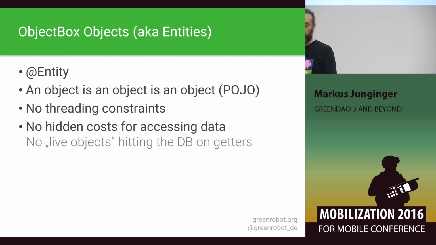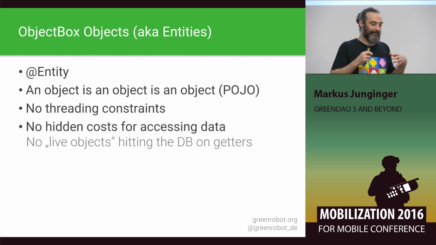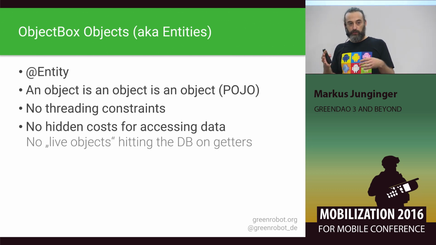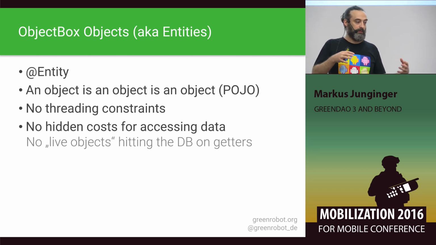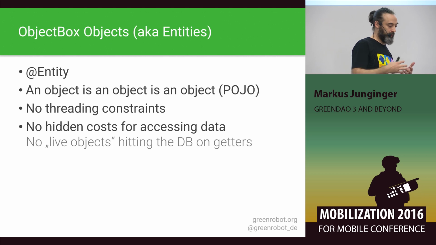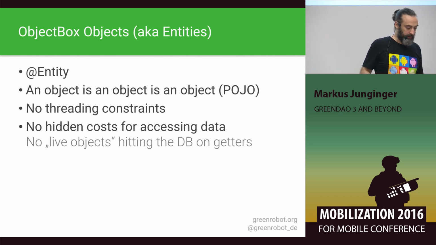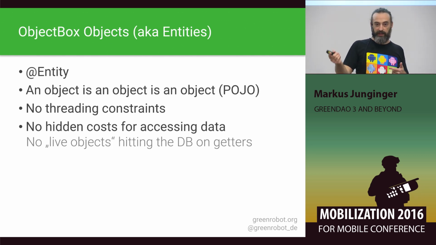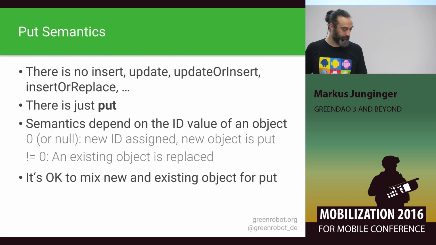And it's really important that an object is still a super simple Java object. There's no magic that requires you to use some specific thread for these objects. Or when you access a getter, it doesn't do any funny database stuff. You have the data when you have the object. So this is really simple.